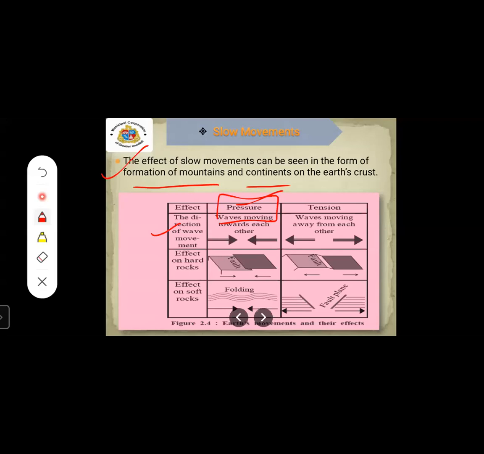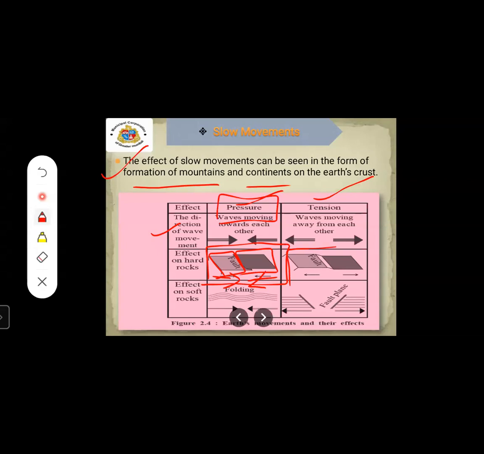And when the waves are away from each other, meaning they are opposite, tension is created. See the image here. When the waves move towards each other from both sides, you can see a fault. This square, you have to imagine that it's a mountain. From the left side and the right side, the waves are continuously interacting, and a fault is created in between.